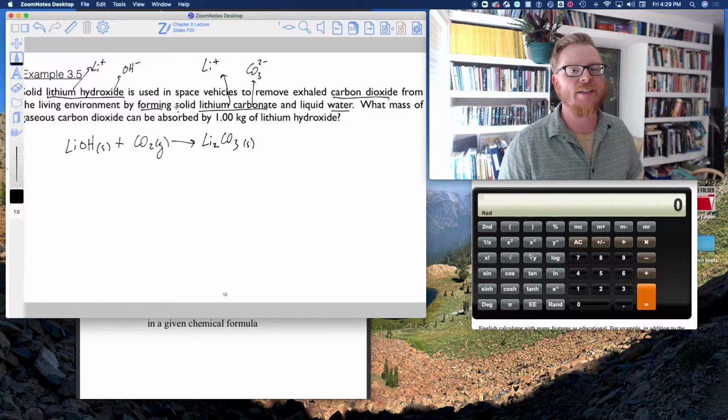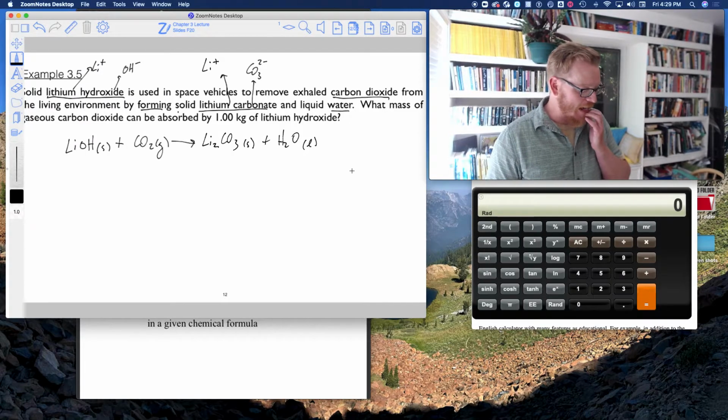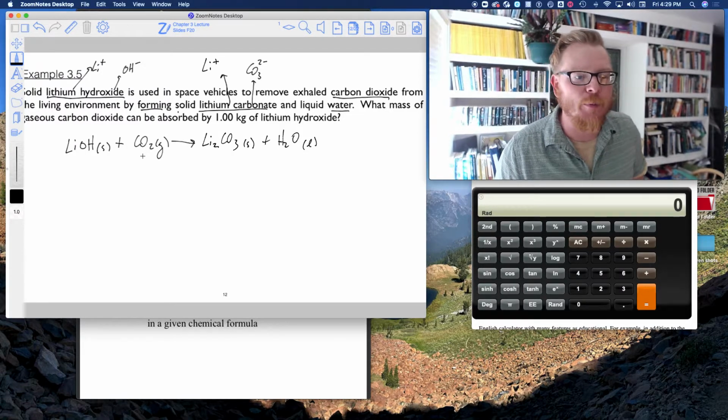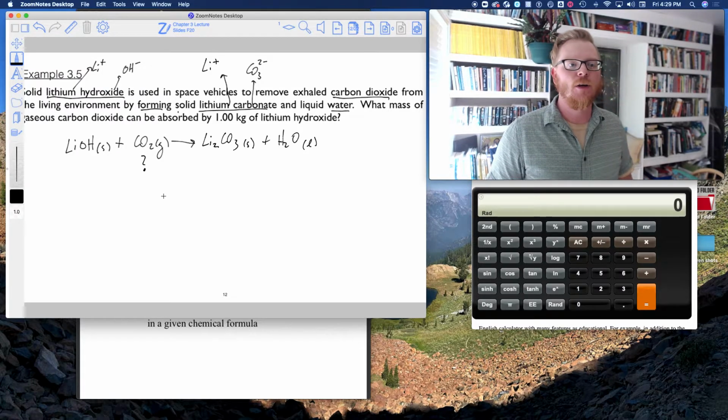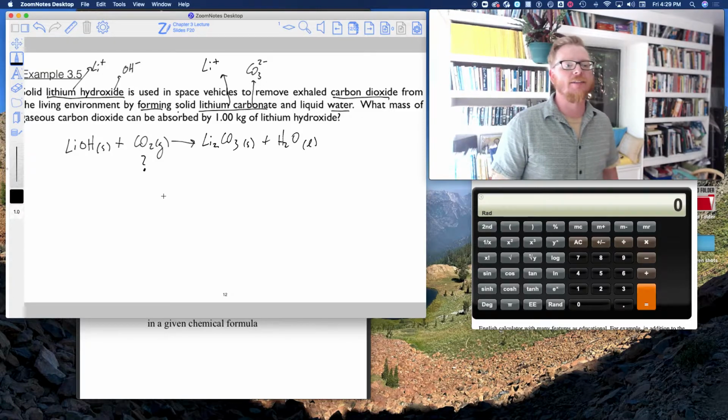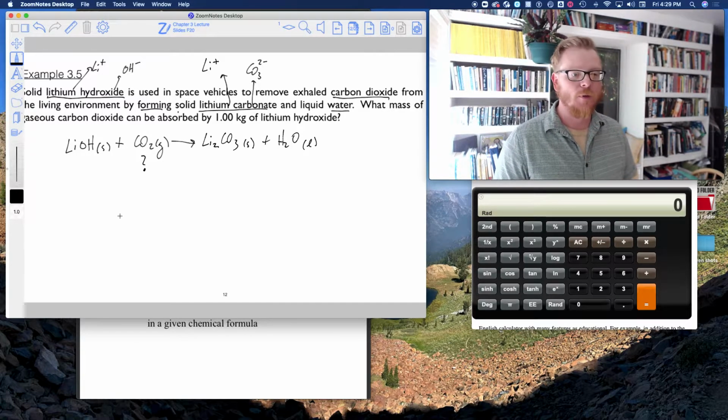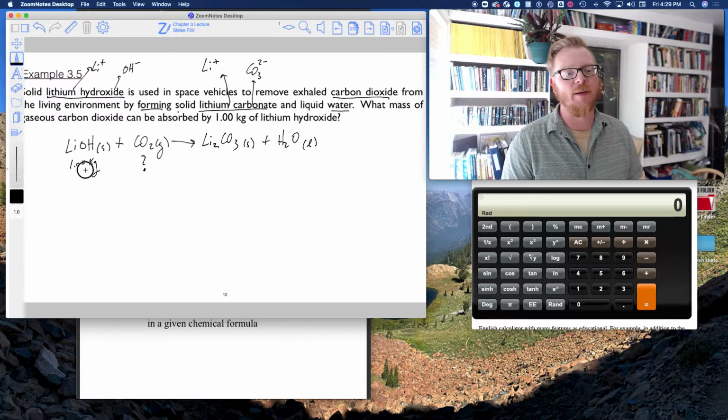So it says by forming solid lithium carbonate and liquid water. Okay, I know how to write liquid water. That's H2O liquid. Now it's asking me what mass, and I'm going to put a question mark next to the carbon dioxide. What mass of carbon dioxide can be absorbed by 1.00 kilograms of lithium hydroxide? So what I'm doing here is saying if I have 1 kilogram of lithium hydroxide, how much carbon dioxide do I need to react with all of that?